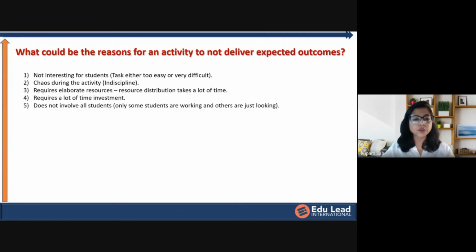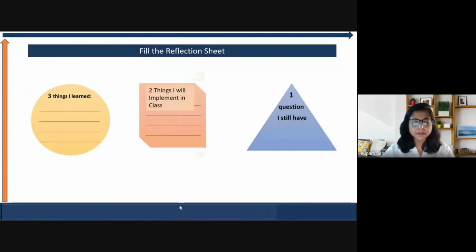If it rolls over to many periods, or does not involve all the students, only some students are working and others are looking, then also it is not going to work out. So that's about the reasons why it does not work out inside your class if the active learning strategy is failing.